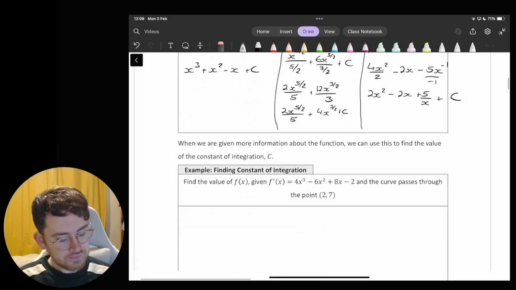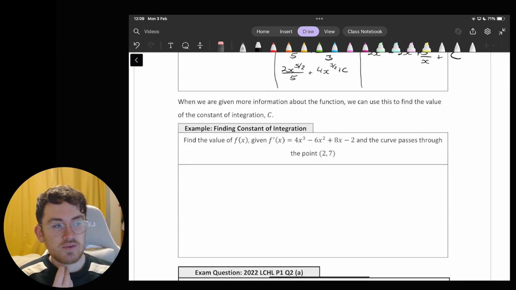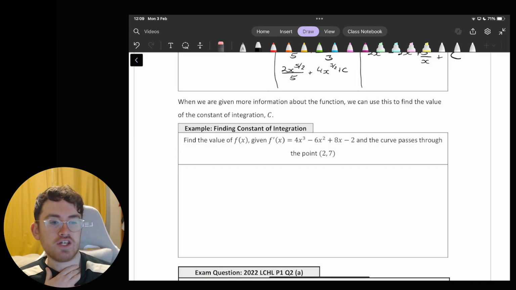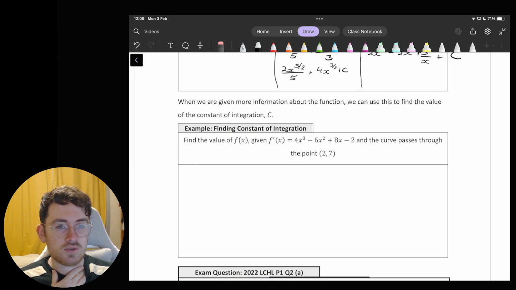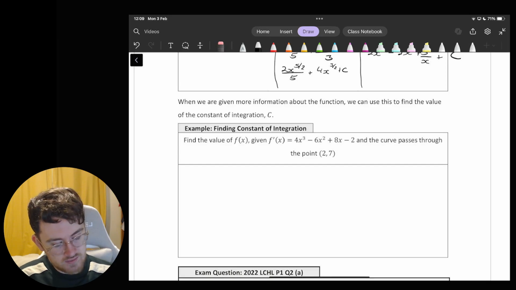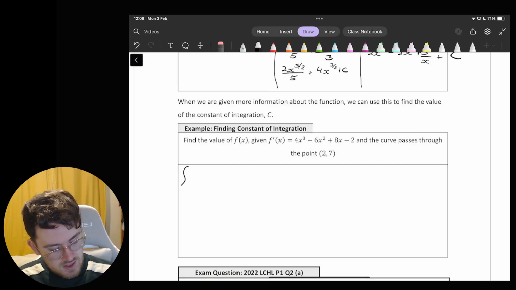Okay. I suppose the key thing that we've been looking at is that constant of integration, and we may be given more information in the question that could help us find that constant of integration. So a good example is the one given here. We might be told that there's a point on the curve that we can use. So they're telling us find f of x given this derivative and knowing that the curve passes through the point 2,7.